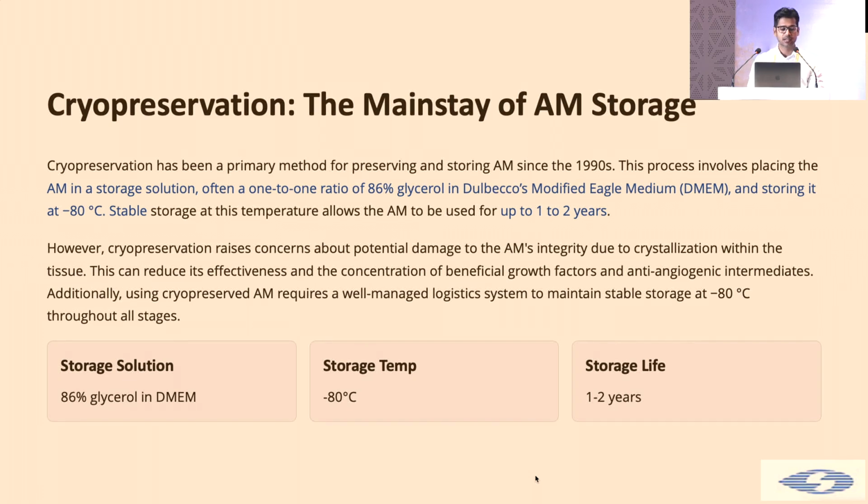Now the storage part, which is the mainstay, is cryopreservation. This process involves placing the amniotic membrane in storage solution in a 1-to-1 ratio of 86% glycerol in Dulbecco's modified Eagle's medium and storing it at -80 degrees Celsius. Stable storage at this temperature allows the membrane to be used for up to 1 to 2 years. However, there are concerns about potential damage to the amniotic membrane integrity due to crystallization within the tissue. This can reduce the anti-inflammatory effect and the anti-angiogenic intermediates.